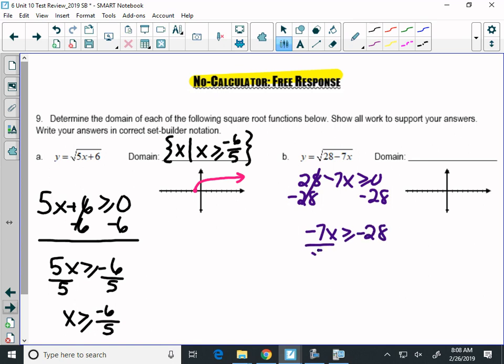Now here I divide by a negative 7, and when I divide an inequality by a negative number, the sign flips. So my domain here is all the x's such that x is less than or equal to 4. Right? Only numbers 4 or smaller are going to work for that domain. So when I sketch the graph, I put my value at 4, my x-intercept, but I want all the x's smaller, so that's to the left, so my square root function is going to look like that.